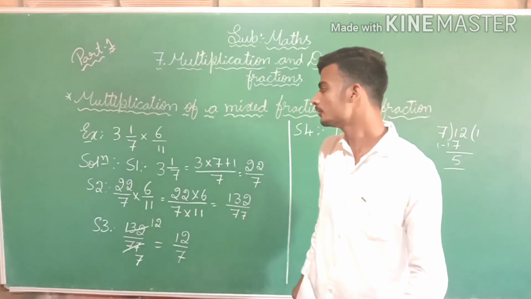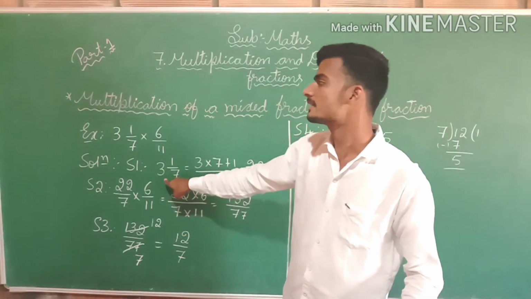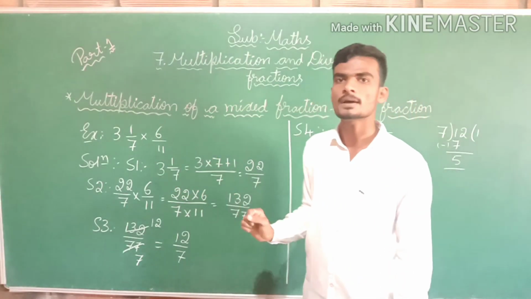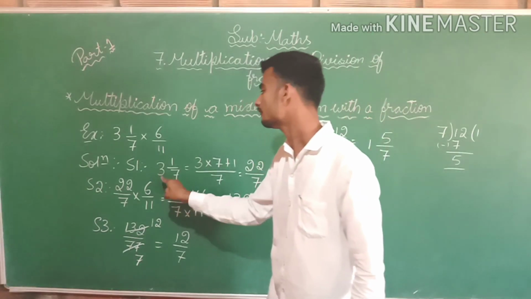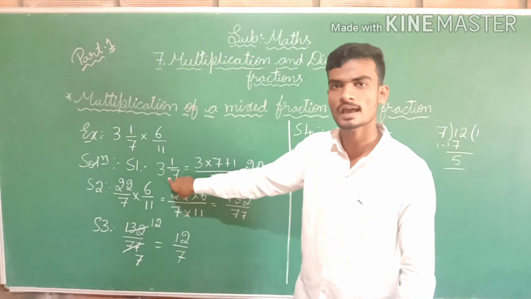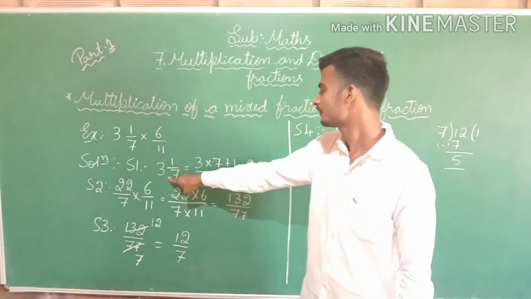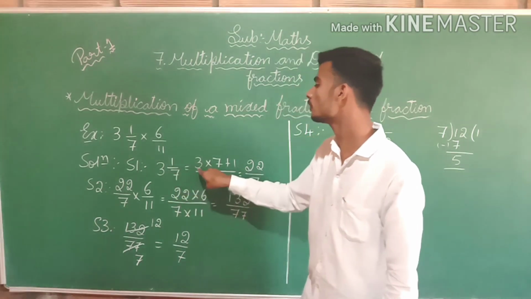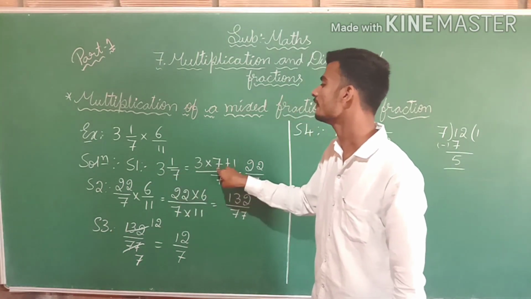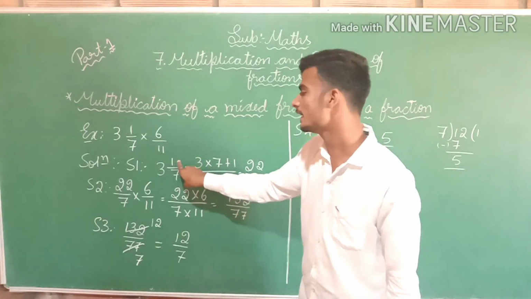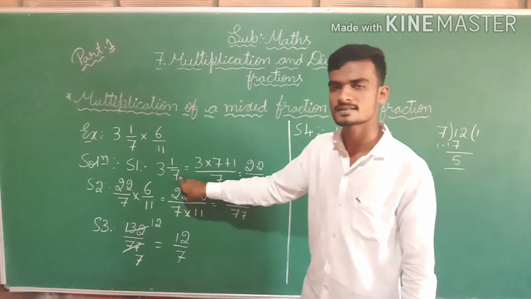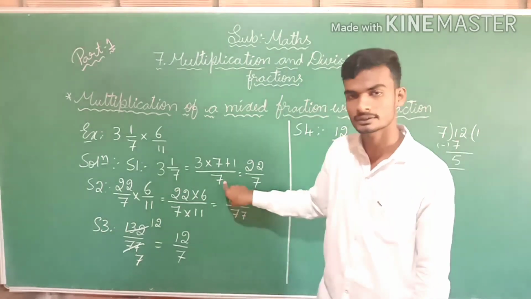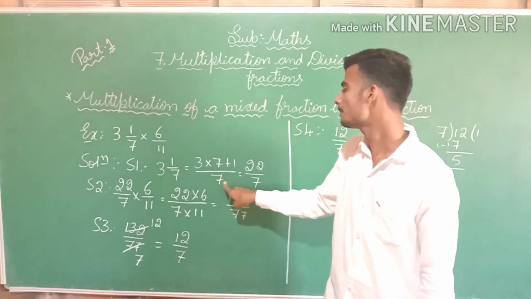First step, what you have to do here, you know already, in the previous example also we have seen how to convert the mixed fractions into an improper fraction. For this mixed fraction we have to convert this into an improper fraction. How will you convert this? We take the whole number 3, then into 7, then plus 1. The denominator you have to write the same as it is. The denominator given here is 7, the same number you have to write at the denominator part.